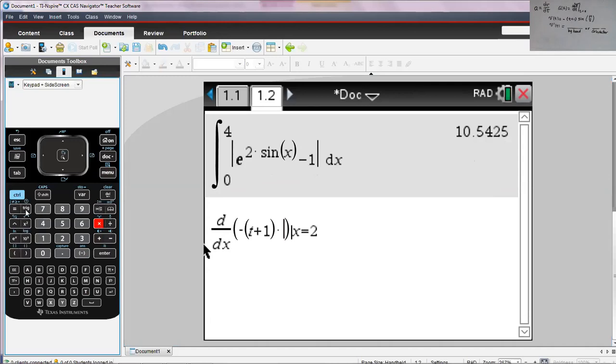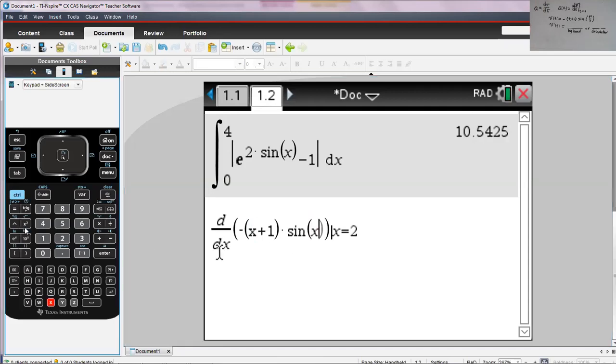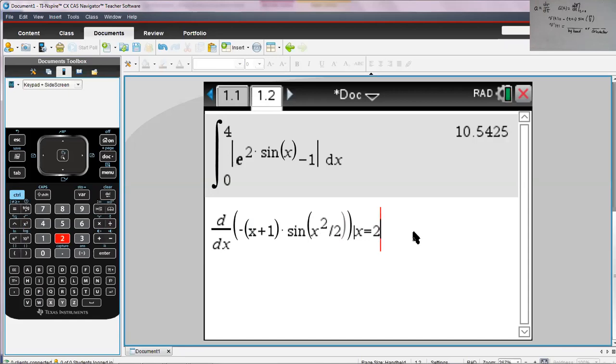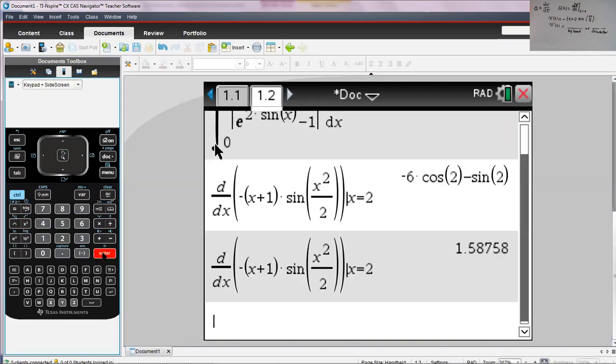sine. I'm going to put the trigonometric sine, and really this has to be an x. This is x squared divided by 2. There it is. So it's quite simple. Enter. Okay, you have this number and this strange result, so just press Control Enter, and then you get the value, correct? 1.58758. Okay? So that is the acceleration. It's positive, correct?